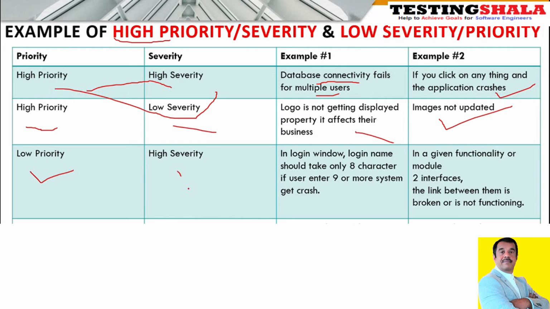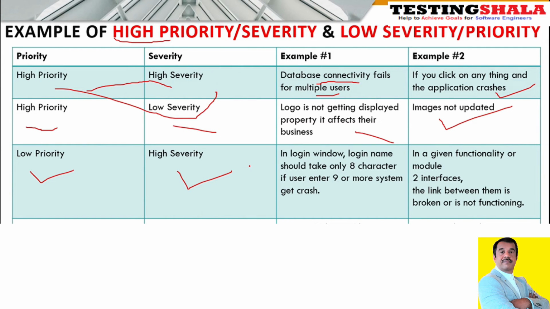The next one is low priority and high severity. The example is in the login window, where for the username you will normally be given 8 characters. If anybody enters 9 characters in the username, then suddenly the system crashes. Even that is a situation we will log as high severity because it is crashing the application.